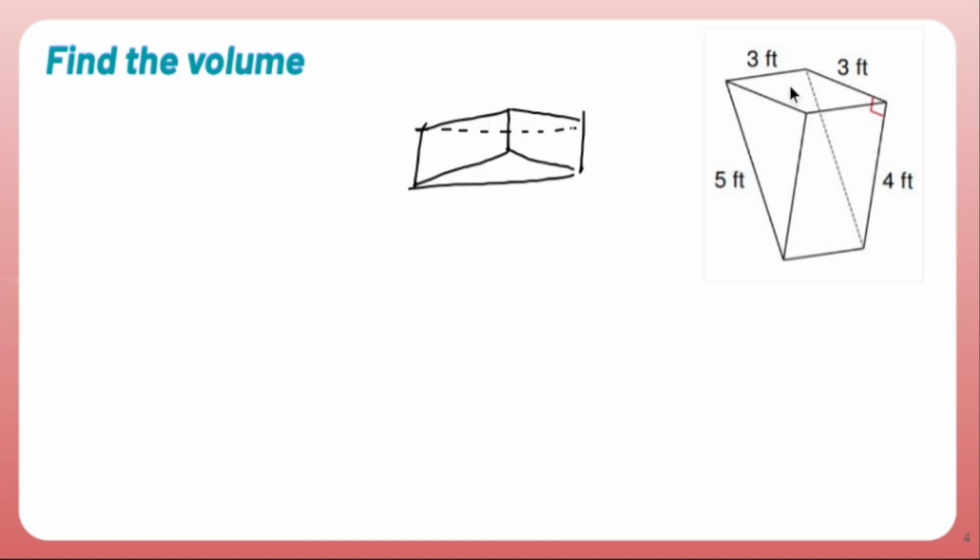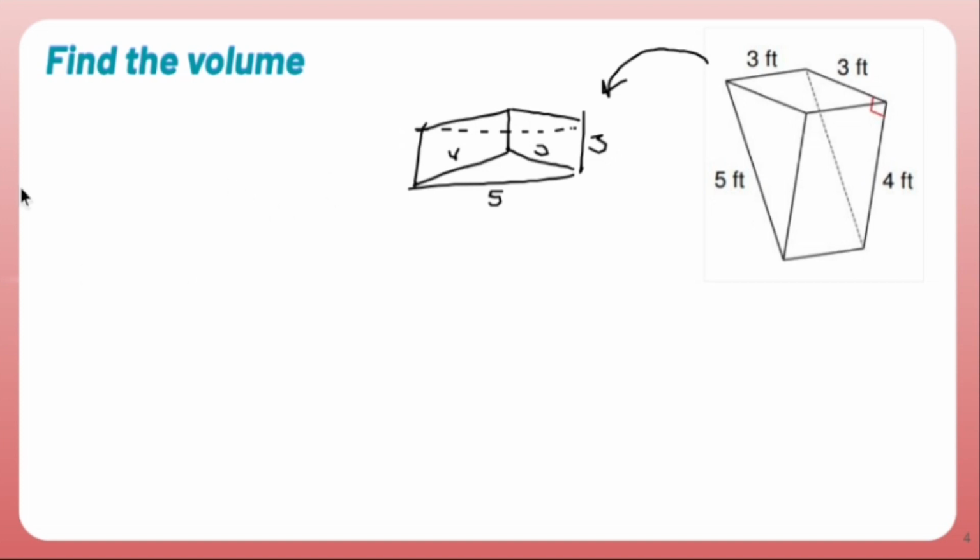So if I were to take this and tilt it over sideways, I would see that this has a height of 3. That would be my height. It has a side length right here that appears to be 3. This one appears to be 4. And this one appears to be 5.